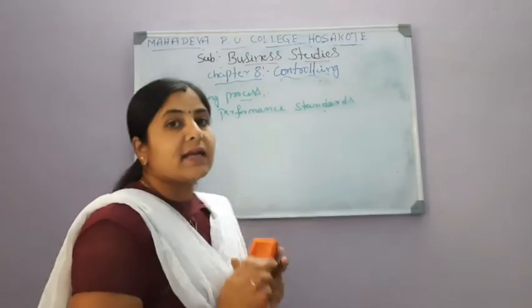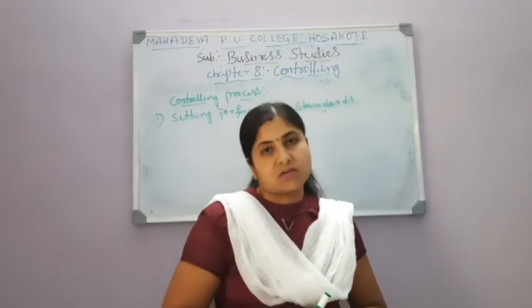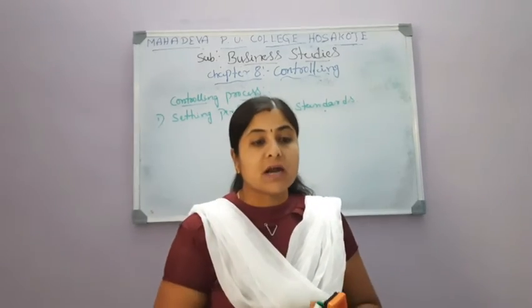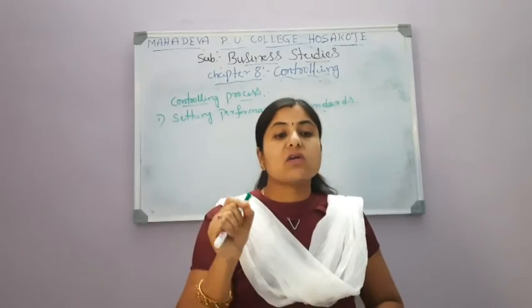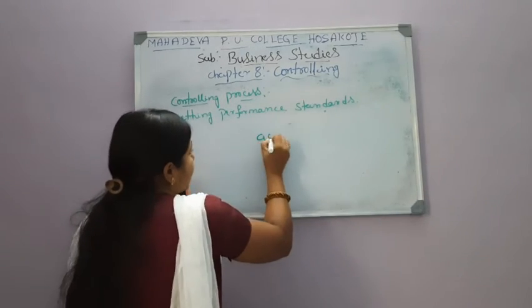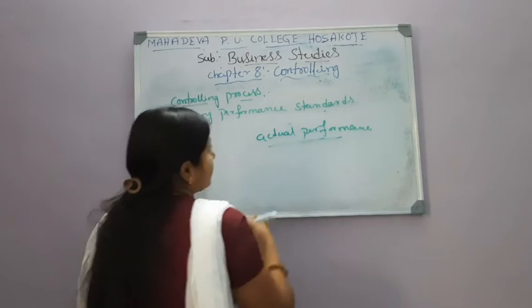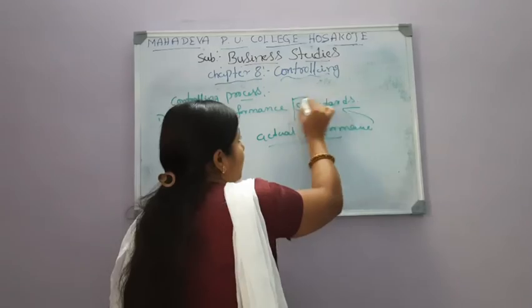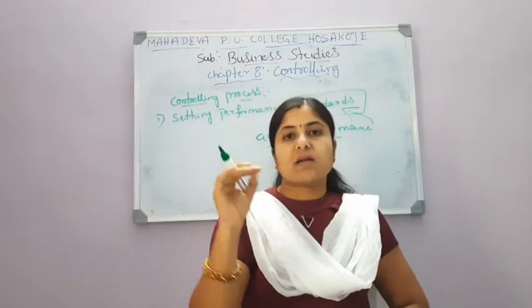Setting performance standards is the first and foremost step in the controlling process. These standards are the criteria against which actual performance should be measured. Actual performance is always standards oriented. On the basis of these standards only, we measure at present what activity is going on.